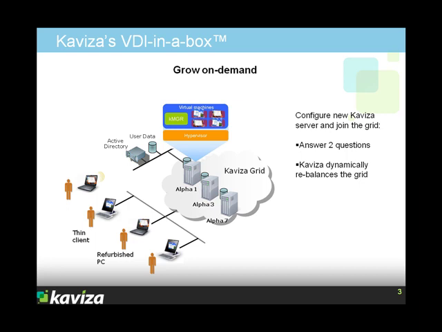Let's say we have a grid set up with 3 servers running the Kaviza virtual appliance. Alpha 1, Alpha 3, and Alpha 7 are our 3 servers. Now, we have more virtual desktops we want to provision in our company, and so we're going to bring in a 4th server. All we need to do is load a hypervisor on that server and then load the Kaviza virtual appliance on that hypervisor and then answer 2 simple questions to configure that server and make it join the Kaviza grid.